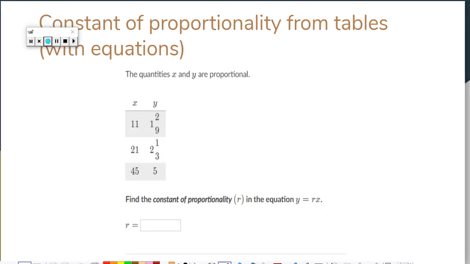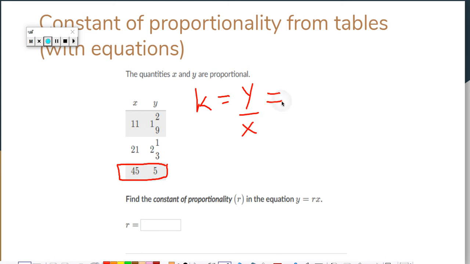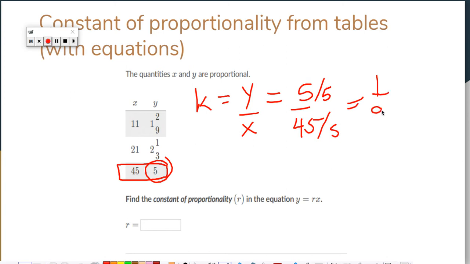So same thing here. If I use this one because it's the easiest one to identify, k equals y over x. So that means it's going to be 5, because y is 5. 5 over 45. I divide the top and bottom by 5 to simplify it, which means I have 1/9. So now I know k is 1/9. Since it's supposed to be y equals kx, that means y equals 1/9 x.